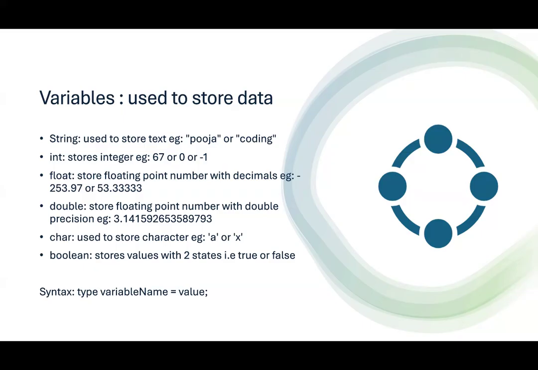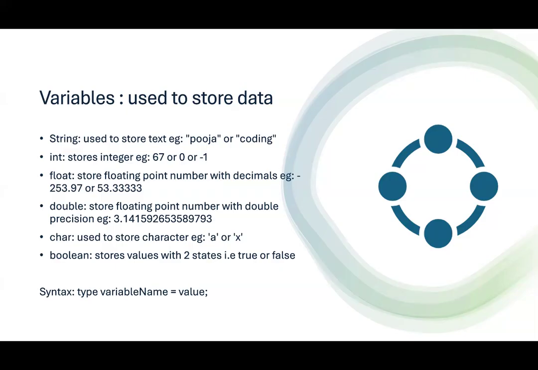Character is used to store a char variable. So a char variable is used to store a character, that is a letter of the alphabet like A, X, P, Z. Then we have Boolean. It stores values with two states, either true or false.